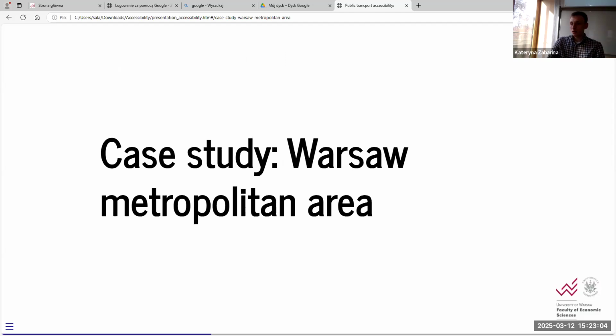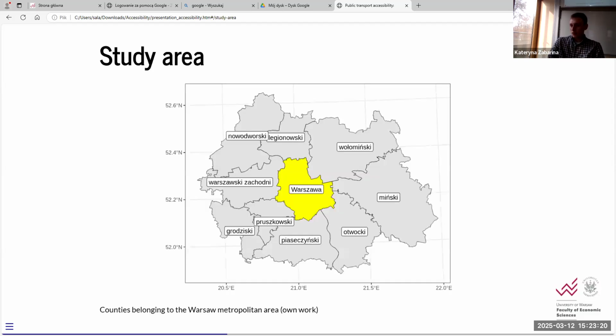Okay, so now let's head to the case study. I chose to analyze the Warsaw metropolitan area because I know its public transport system well. Okay, so I decided to analyze, we call it here obwarzanek, which is simply the neighboring counties next to Warsaw.